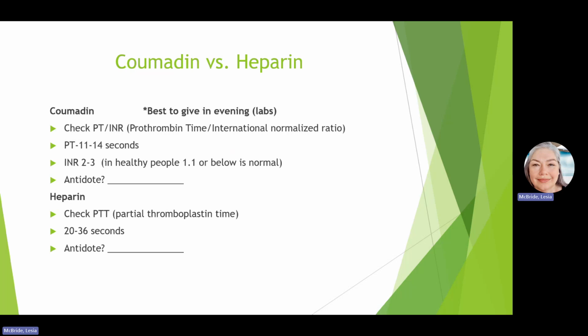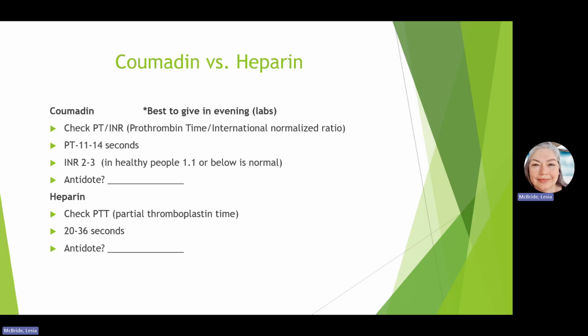Their PT's normal, make sure you know this, underline it, circle it, highlight it, is 11 to 14 seconds. Yes, that's a question that's going to be on one of your tests one of these days. The INR should be less than 1.1. That's in healthy people. But if they're taking Coumadin, they're going to have a goal of 2 to 3, depending on why they're taking their warfarin. If it's for valvular disease or AFib, they may have a goal that they need to keep their INR between 2 and 3.